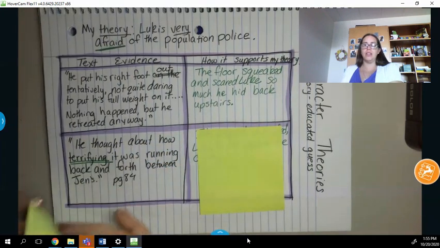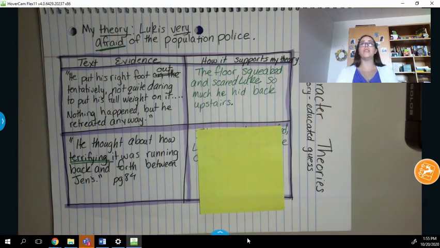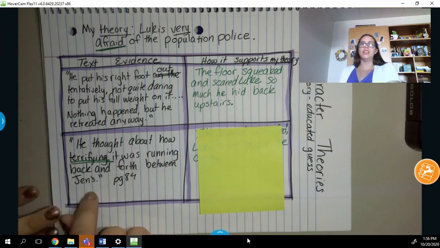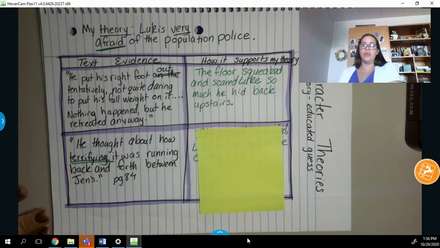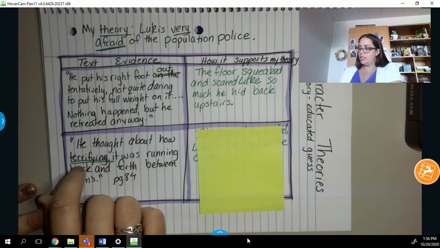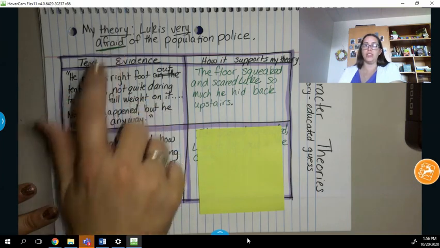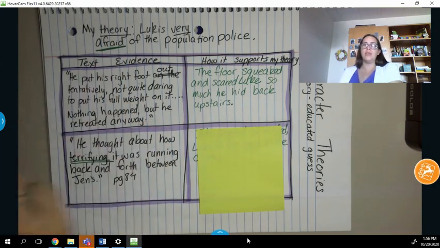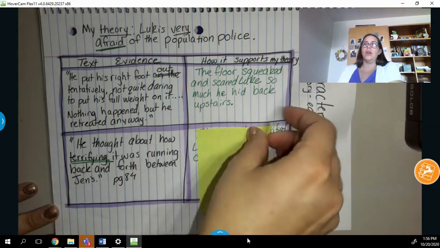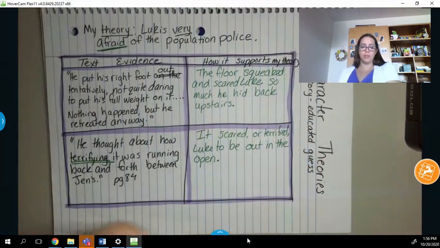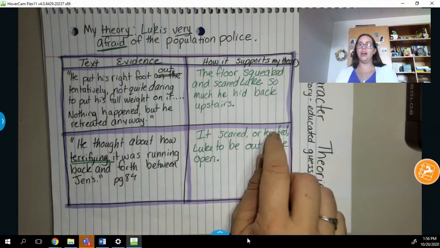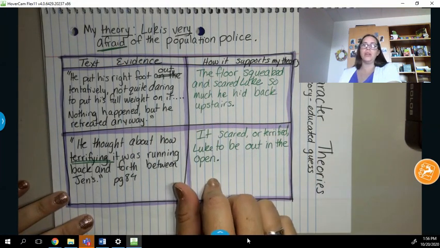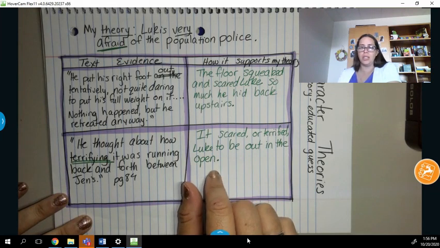The other piece of text evidence that I have is that he thought about how terrifying it was running back and forth between Jen's. This is a little bit of a spoiler maybe. So Jen is his new friend and her house is pretty close to his. And right here, this word terrifying is the same as afraid. So they're synonyms. They mean the same thing. He's scared, which helps support my theory because it scared Luke. It terrified him to be out in the open. It terrified him because he thought maybe somebody could see him.